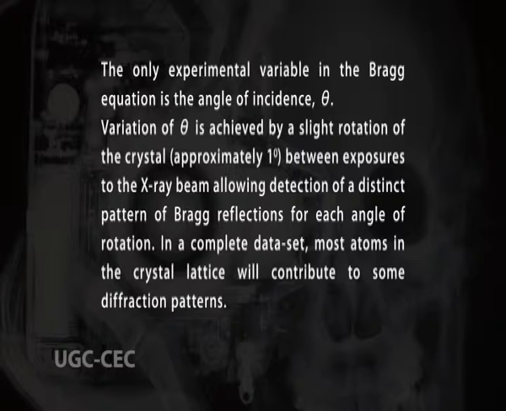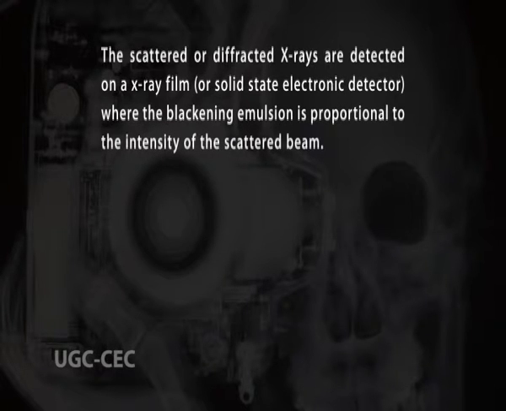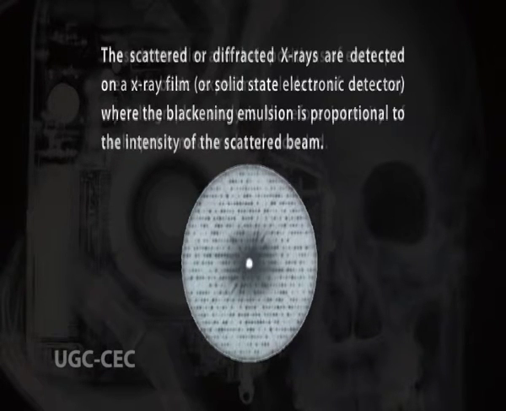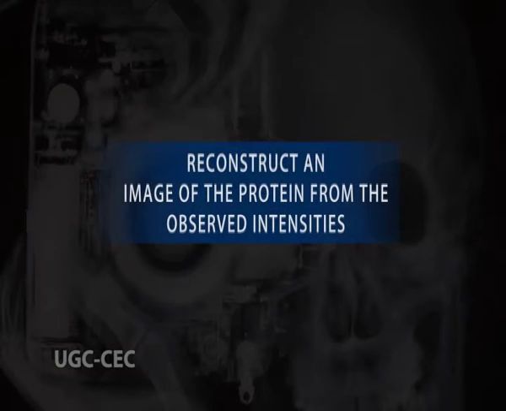In a complete data set, most atoms in the crystal lattice will contribute to some diffraction patterns. The scattered or diffracted X-rays are detected on an X-ray film or solid-state electronic detector, where the brightening of the emulsion is proportional to the intensity of the scattered beam. These intensities and the positions of the spots are the basic experimental data of an X-ray crystallographic analysis. Therefore, the intensity of each spot is measured and recorded. The next step is to reconstruct an image of the protein from the observed intensities.